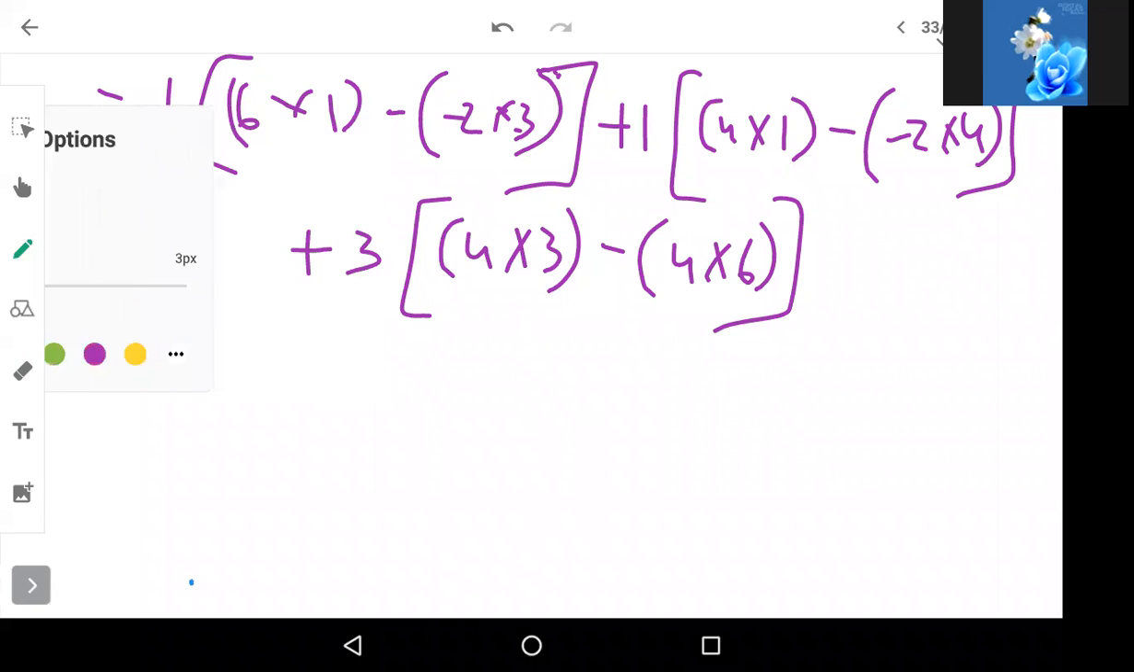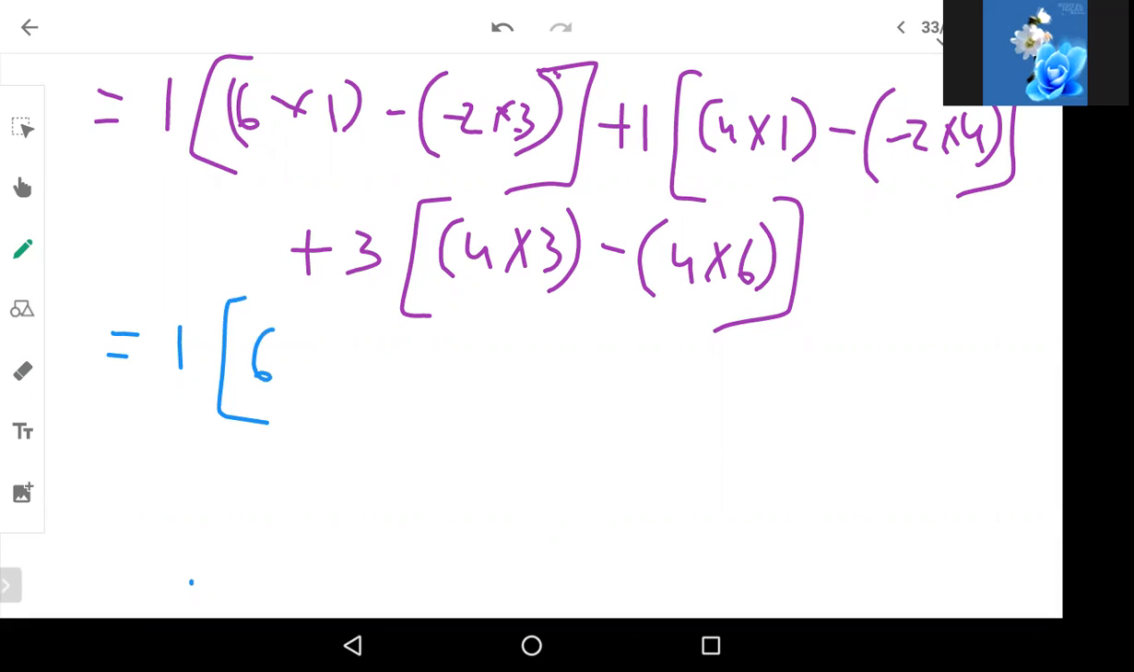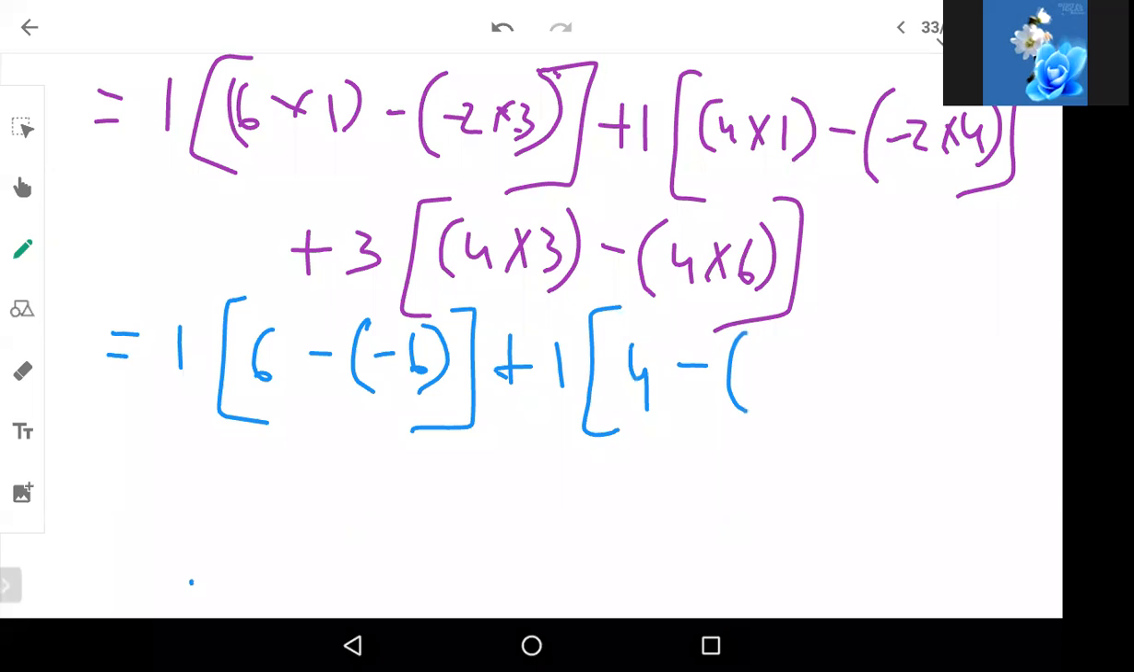Now the next step, 1 into 6 ones are 6 minus 2 threes are 6. But here it is going to be minus 6 because minus 2 into 3. Next, plus 1 into 4 ones are 4 minus minus 2 into 4 is minus 8. 3 into 4 threes are 12 minus 6 fours are 24.